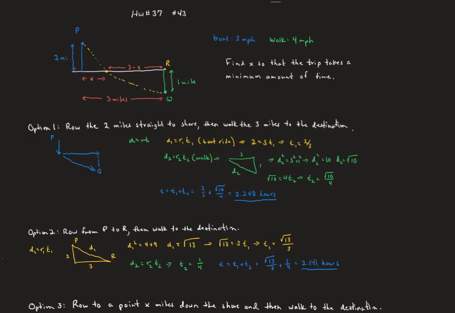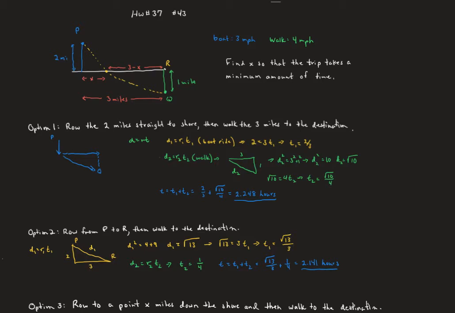So for our second distance, d2 equals r2 times t2. We know the distance is the square root of 10. The rate at which we walk is 4 miles per hour, times the time that we don't know, t sub 2. Solving for t sub 2 gives us square root of 10 over 4. Then the total time is the time it took to row to shore plus the time it took to walk diagonally to point Q. If we put that on a calculator, that's 2.248 hours.